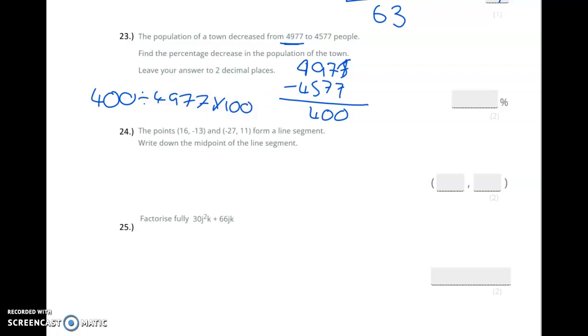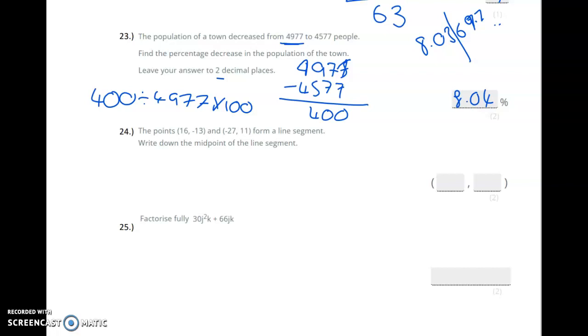So 400 divided by 4977 times 100. Again, use a calculator. And that gets us our percentage change, which on a calculator is 8.03697, and other numbers. So if it's 2 decimal places, we're going to stop it there. So it'll be 8.0, and then because that's a 6, it pushes it up to 4.